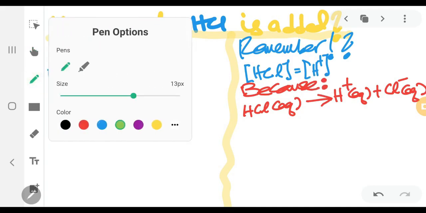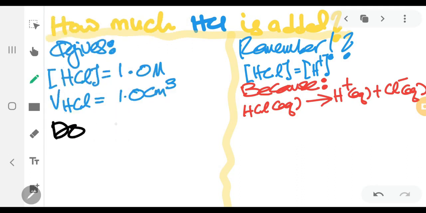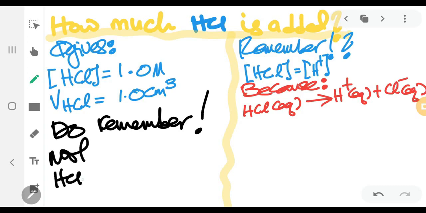Okay, do you remember that mole of HCl is equal to mole of H plus? Why? Because of this equation over here. The strong acid will be completely dissociated. Therefore, 1 mole of your strong acid will be producing 1 mole of H plus. So if you can find the number of mole of HCl, we can find the number of mole of H plus.